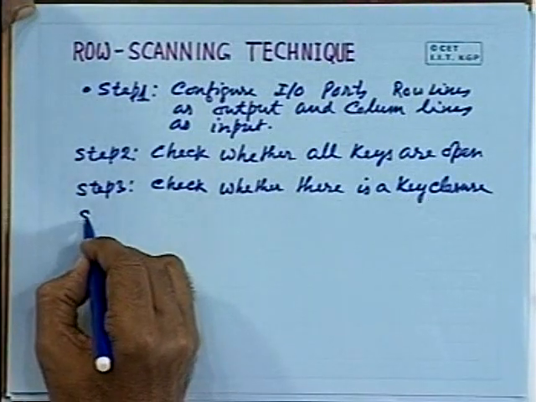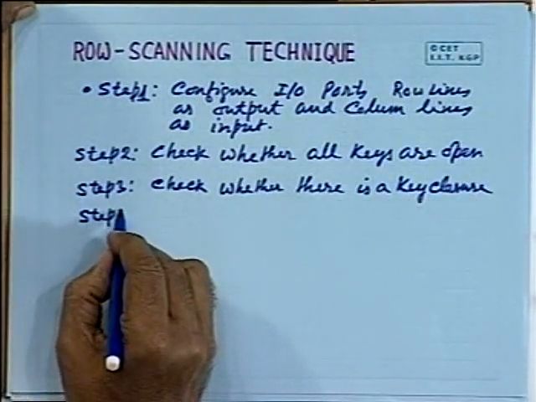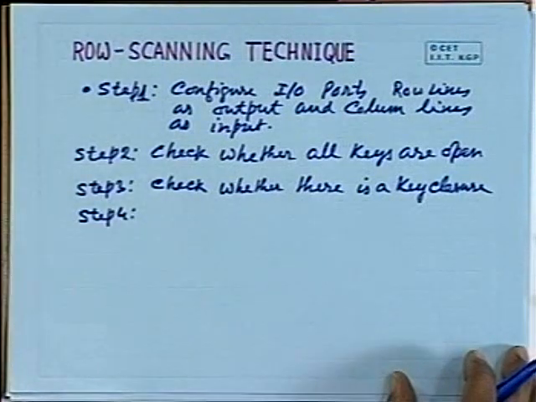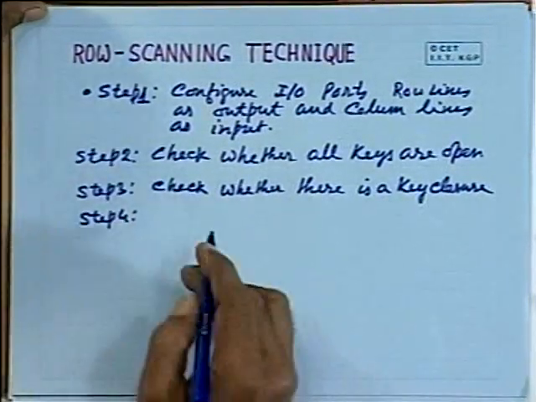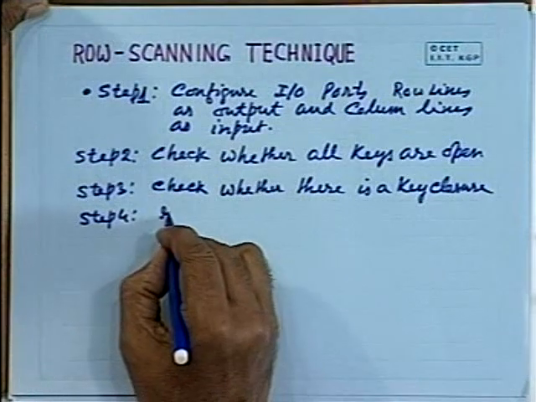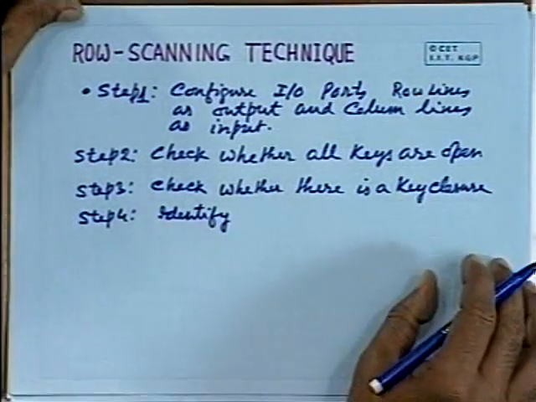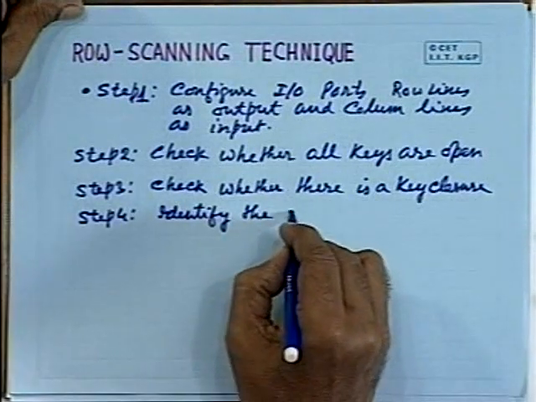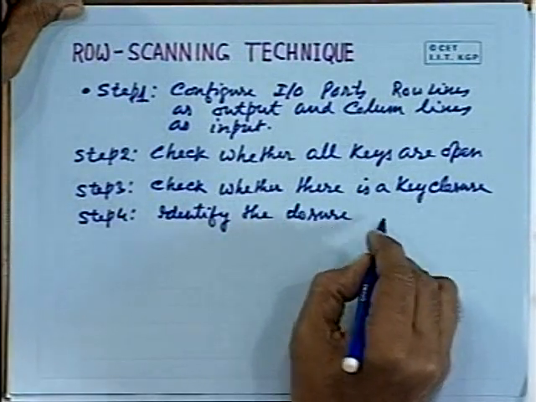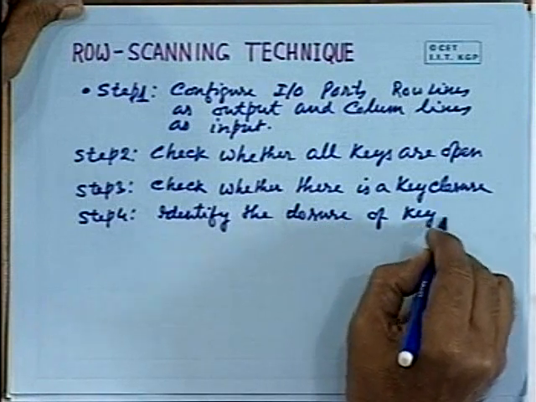Then you come to step 4. Here in step 4, you identify the closure of the key by row scanning.